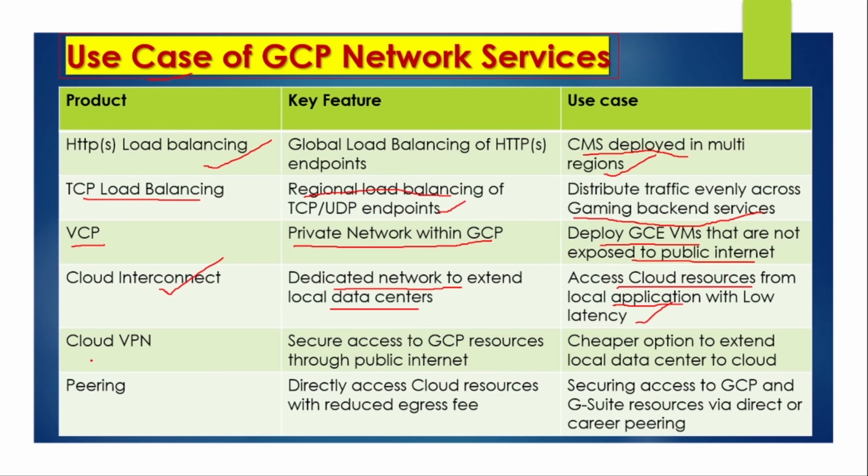That's the use case. Then we also discussed Cloud VPN, where if you want a cheaper option for extending your local data center, you can use Cloud VPN, which is secure access to GCP resources through the public internet. And we also discussed peering, wherein you can directly access the cloud resources with reduced egress fee. So this is the cheaper option. Wherever you have one-way communication, you can use peering.